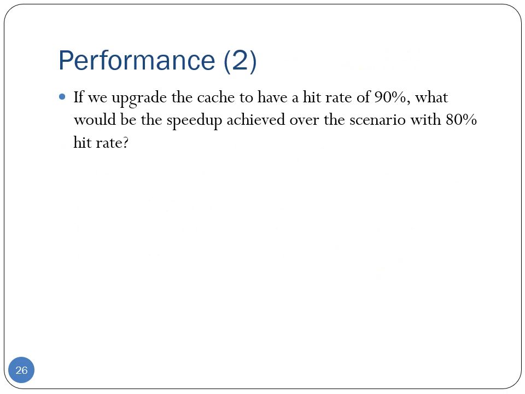Let's come to the second part. The second part is asking what would be the speed up achieved if we can increase the cache hit rate to 90%. So let's first figure out the total time to execute the program if the cache hit rate was 90%. Once again, recall that the cycle length is basically 6 nanoseconds. If it is a hit, then it takes just 1 cycle. If it's a miss, then the instruction takes 5 cycles to execute.